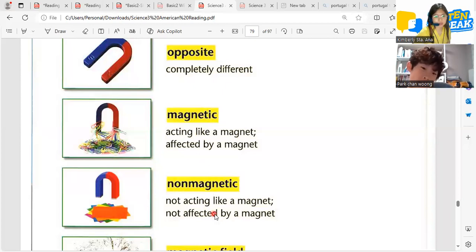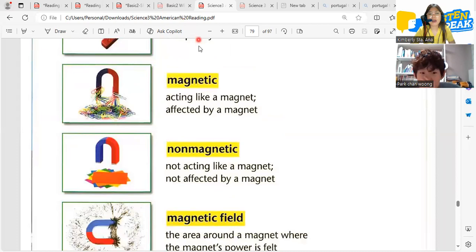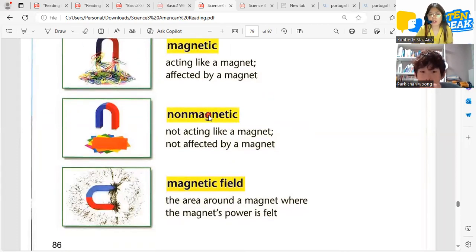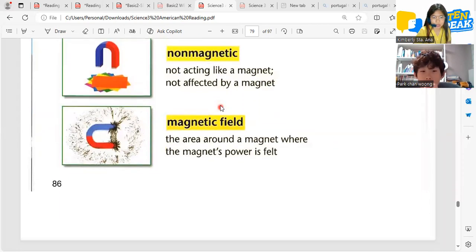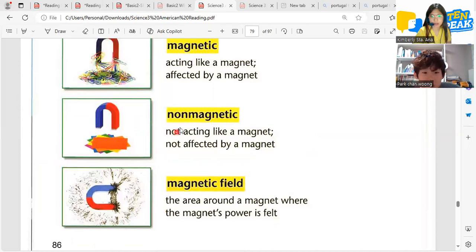Okay, so what is magnetic, Evan? Acting like a magnet, affected by a magnet. Okay, so we can use the word magnetic to describe any kind of magnet, and we can also use magnetic to describe things that are affected or attracted by a magnet. Okay? How about the fourth, or I think it's just the second to the last word?